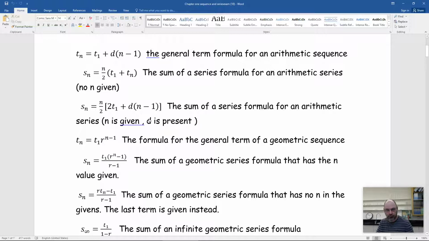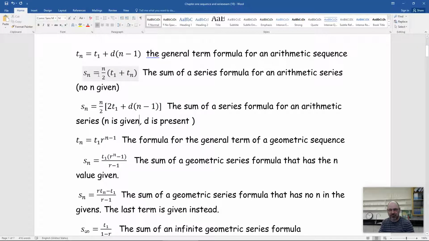So the first one here is the equation for general term for an arithmetic sequence. And yes, I will have the typing beside each equation. I will not tell you what everything is, but I will tell you what the equation's for.